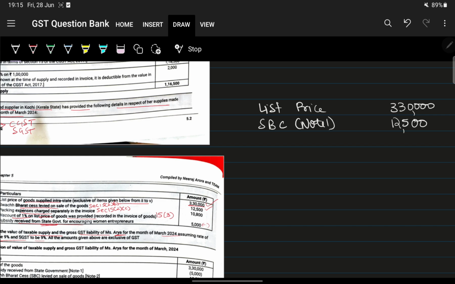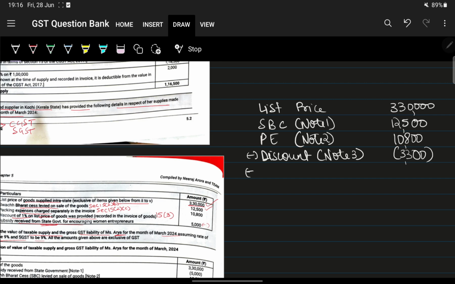Next is the packing expenses. Okay, this will come under note number 2. Okay, this is to be included because any incidental expenses before or at the time of supply is to be included in the value of supply. Okay, next we'll have to subtract the discount of 1%. Okay, this will be note number 3. Okay, so 3,30,000 into 1%, that will be 3,300. Okay, so 3,300 will be subtracted.